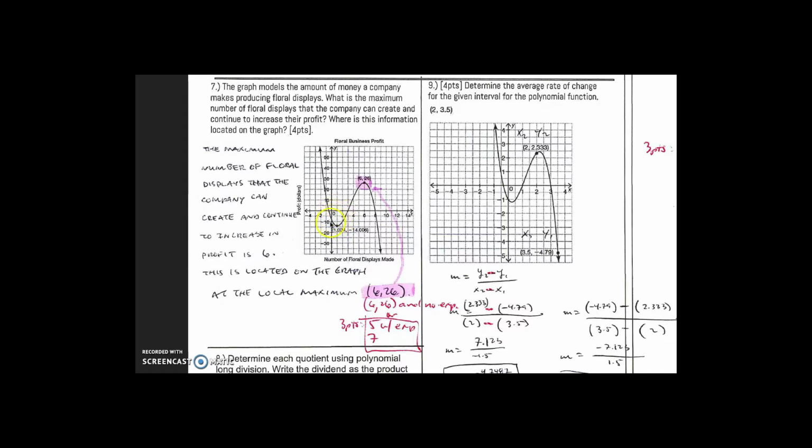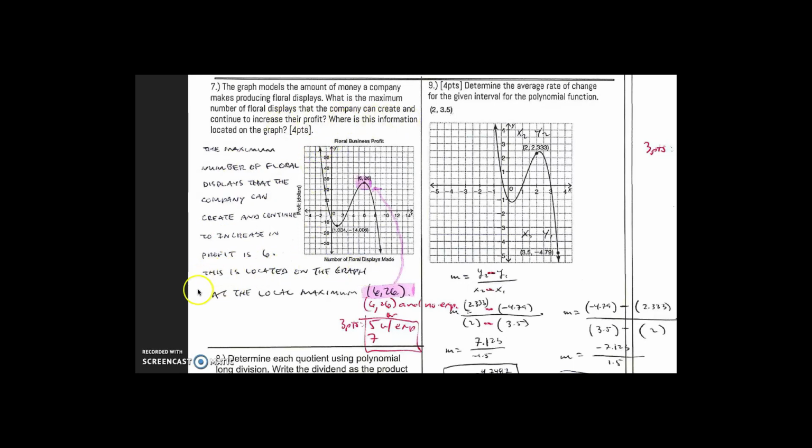And the reason why is, think about it, you buy a bunch of flowers and you haven't sold them and you spend a lot of money. So you're out money. And then maybe even as you're selling them, you're paying someone to make them, or you're making them yourself, so that's time. And so what's the maximum number of displays we can make and continue to increase this? Well, the maximum number of displays, keyword maximum, in this graph is this local maximum here at 6, 26. So I wrote that the maximum number of floral displays that the company can create and continue to increase profit is 6.